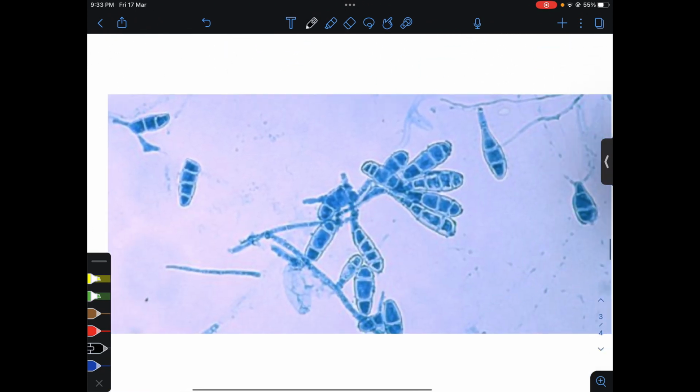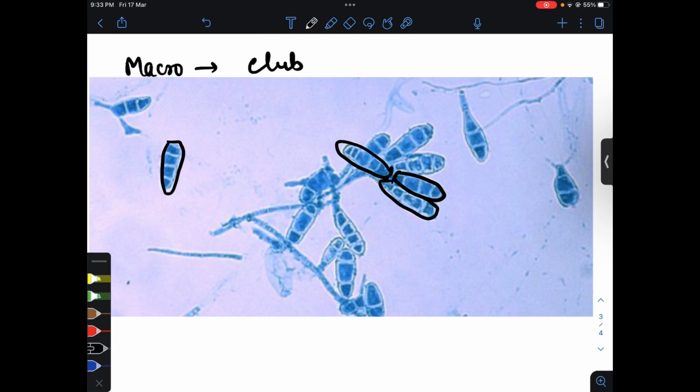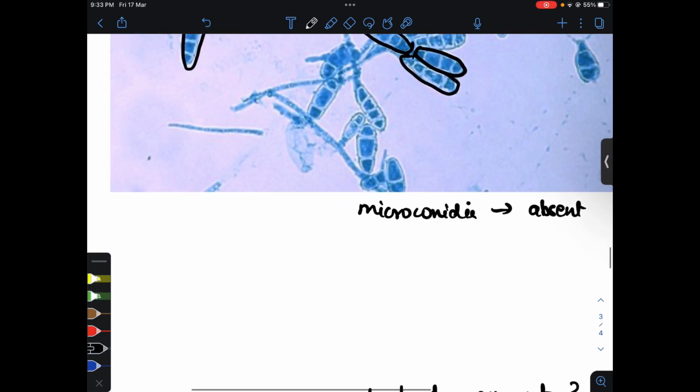Now let's move to the last image, and in this image it looks like a club shape. So we see the macroconidia and the shape is club shaped, and in this image we hardly see any microconidia. So microconidia is absent in this image. So when we see microconidia is absent, again write TME PSC.